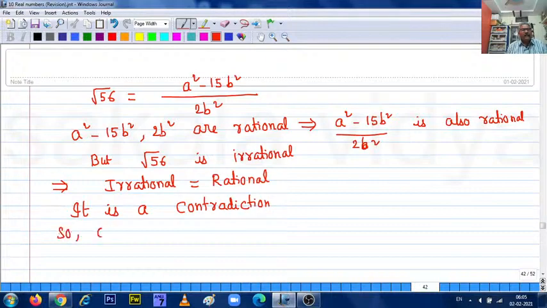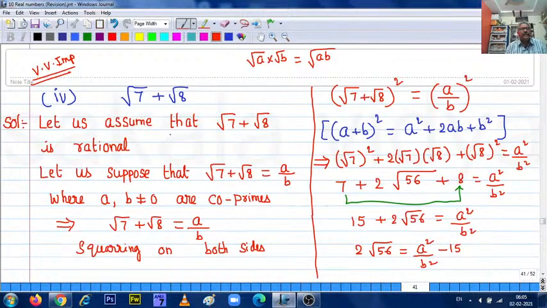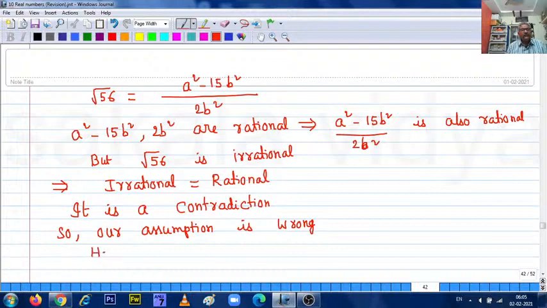So our assumption is wrong. Our assumption is not correct. What is our assumption? Our assumption is root 7 plus root 8 is rational. It is wrong means it is not rational. Not rational means irrational. So hence root 7 plus root 8 is irrational. Like this you need to prove it.